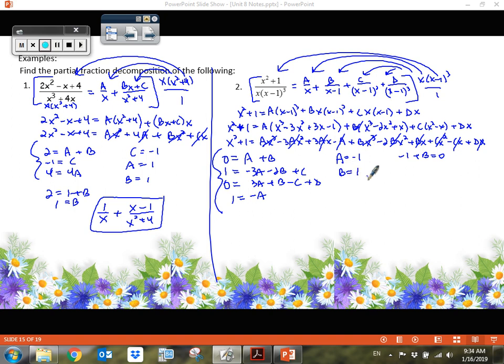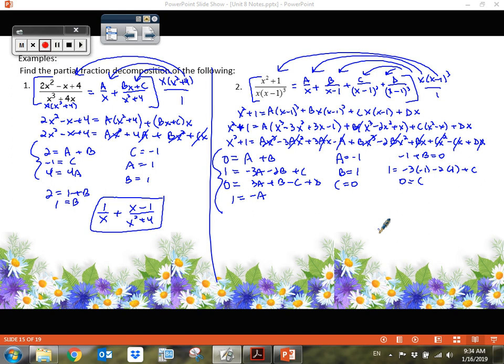Again, we're going to back substitute. I have a and b, so I'm going to put those in this second equation right here. So 1 equals negative 3 times negative 1 minus 2 times 1 plus c. So c, what is that? 3 minus 2 is 1, so c is 0. Okay, that's interesting. C is 0. Okay, we can do that.